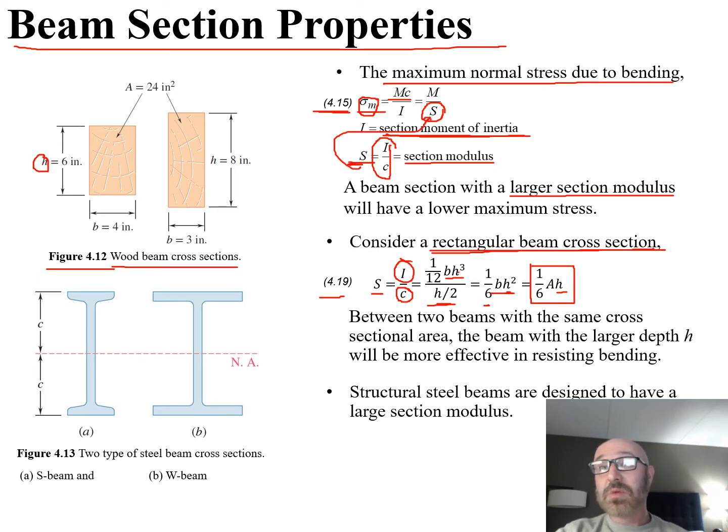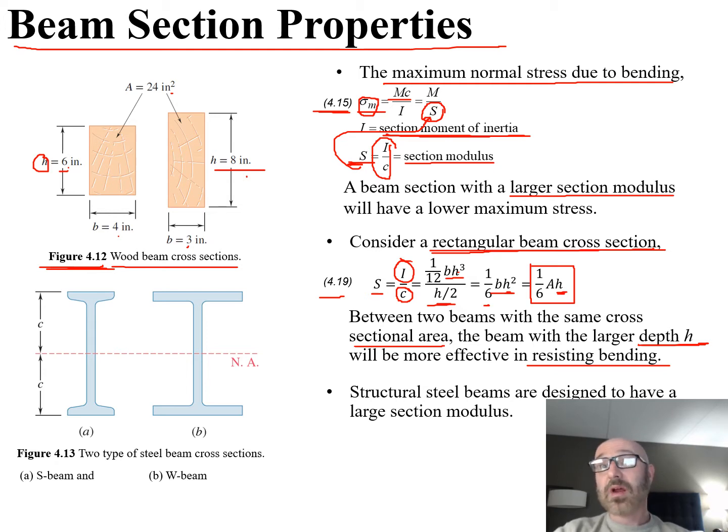So between two beams with the same cross-sectional area, which we can see in figure 4.12, we have 6 times 4 is 24 inches squared, and 3 times 8 is 24 inches squared. So they both have the same cross-sectional area. But the beam with the larger depth, the bigger h value, in this case h equal to 8 compared to h equal to 6, will be more effective at resisting bending. And that goes back, if we plug that value back in here, you can see that h value is going to be larger there.